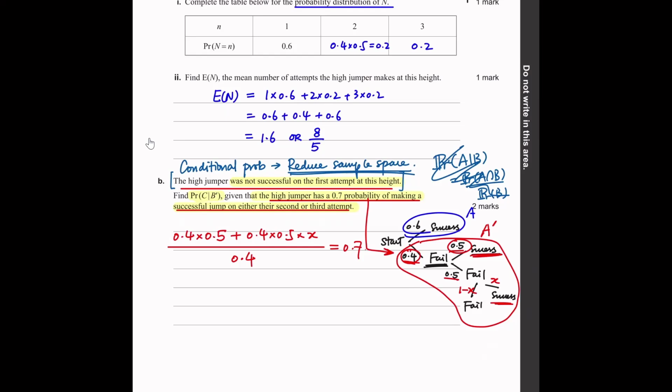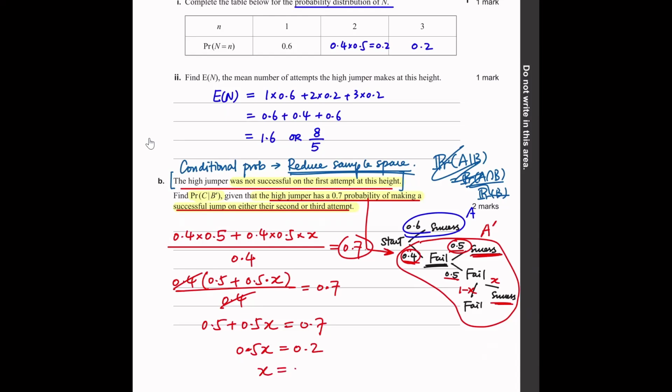So eventually, you get a 0.4, 0.5 plus 0.5 times X divided by 0.4 equals to 0.7. Okay, this is your final probability. Cancel them out, you get a 0.5 plus 0.5x equals to 0.7. And 0.5x equals to 0.2. So x equals to 0.4. Okay. Therefore, your probability of C given B dash equals to 0.4.